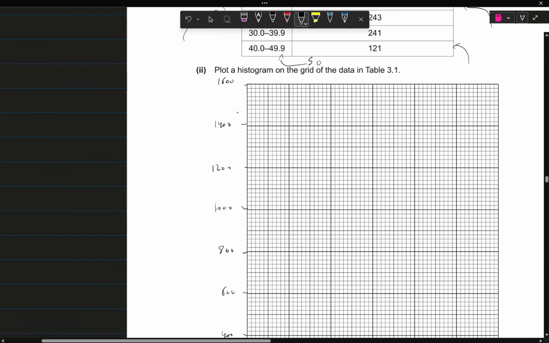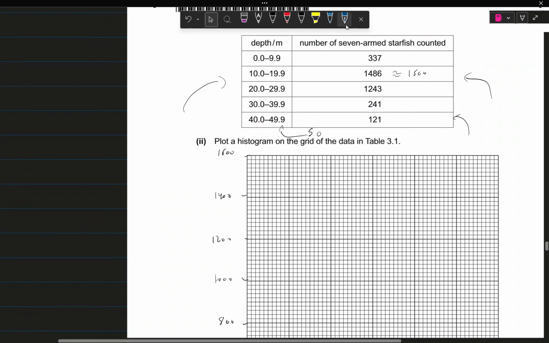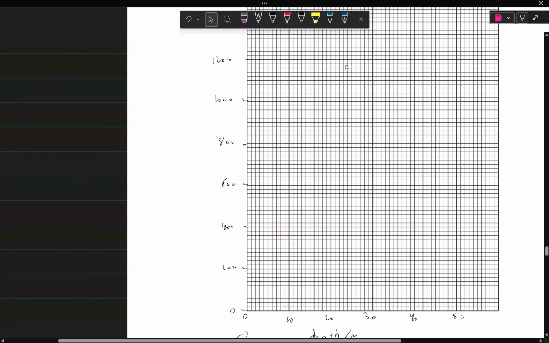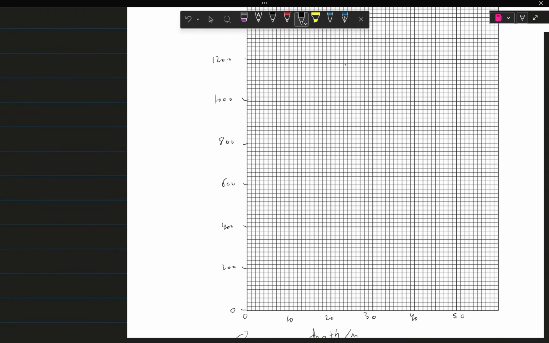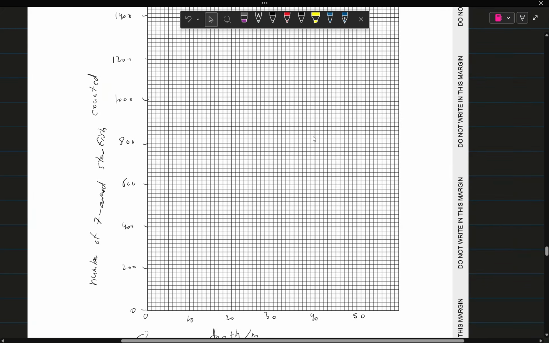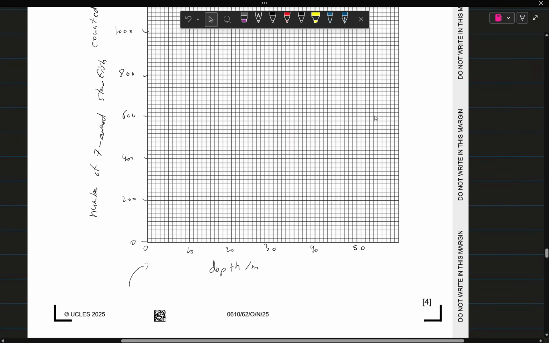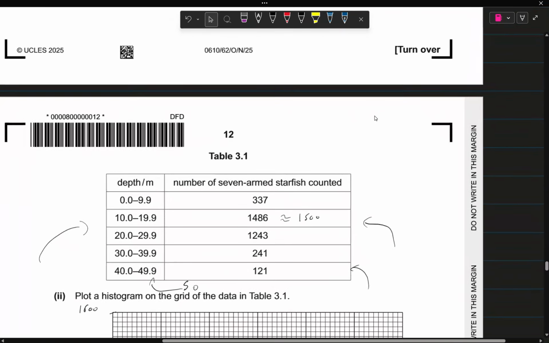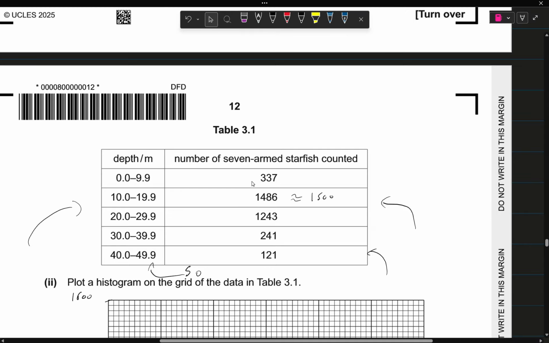Okay, that's good. And then we need to label, in which this will be the number of 7 armed starfish counted. You have to write that word for word. That will be the number of 7 armed starfish counted. Okay, now as we're done with the scaling part, we can actually plot. So let's go on. From 0 to 10, that'll be 337.